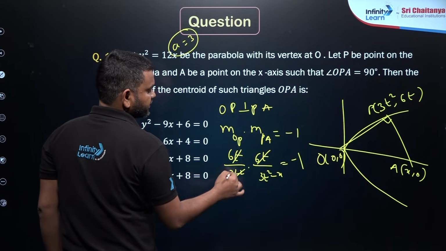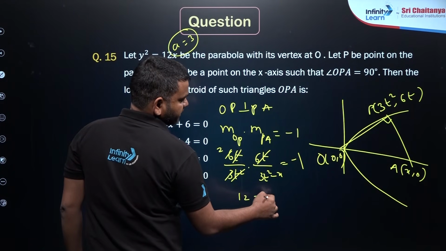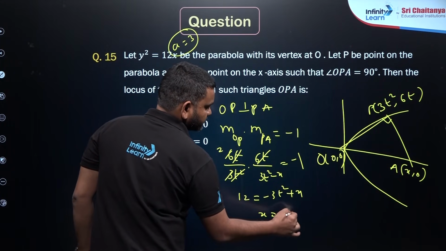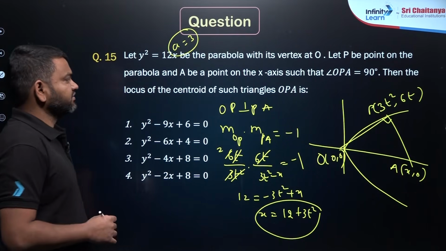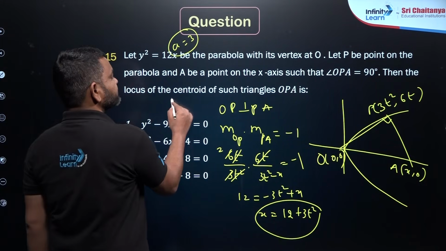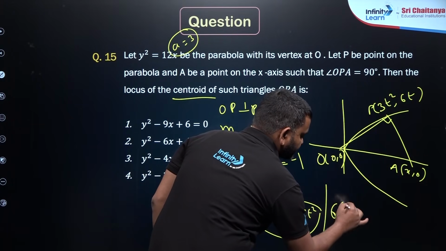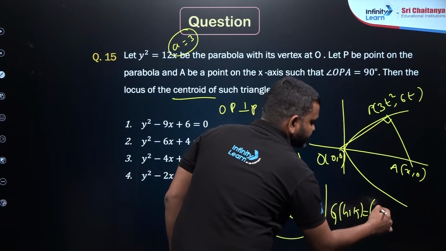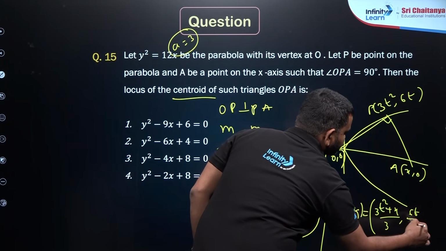T and t square, 3 ones are 3, 3 twos are 6. So 12 is equal to minus 3t square plus x. So x is going to be equal to 12 plus 3t square. This is one value I have, and they are saying that I have to find the locus of the centroid of such a triangle. So centroid G, if I take h comma k, is equal to the sum of all the points: 3t square plus x by 3 and 6t by 3.